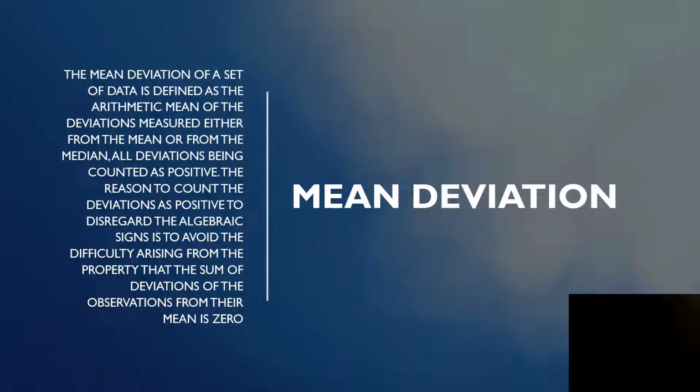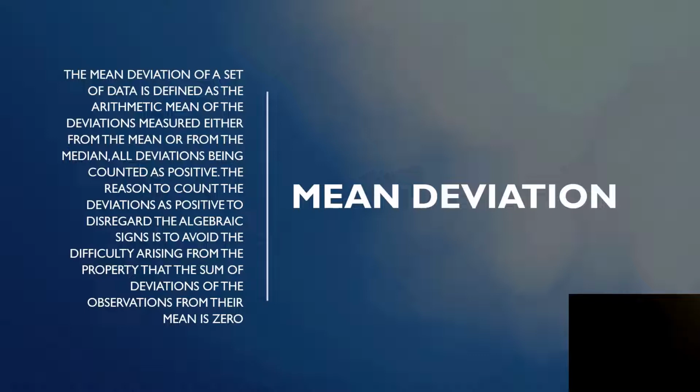So today we will discuss mean deviation, which is a type of measure of dispersion. Now, what is mean deviation? The mean deviation of a set of data is defined as the arithmetic mean of the deviation measured either from mean or from the median. So you can find it from both, from the mean as well as from the median.